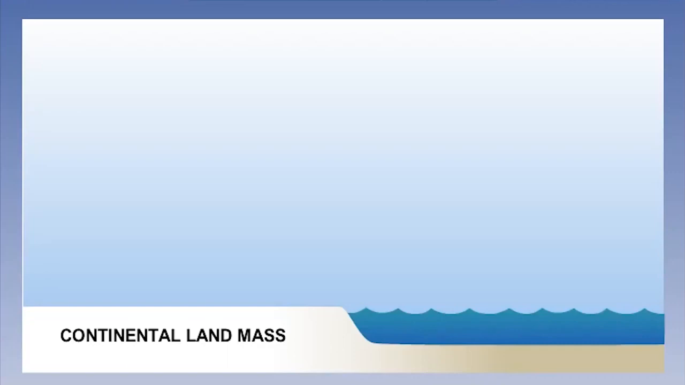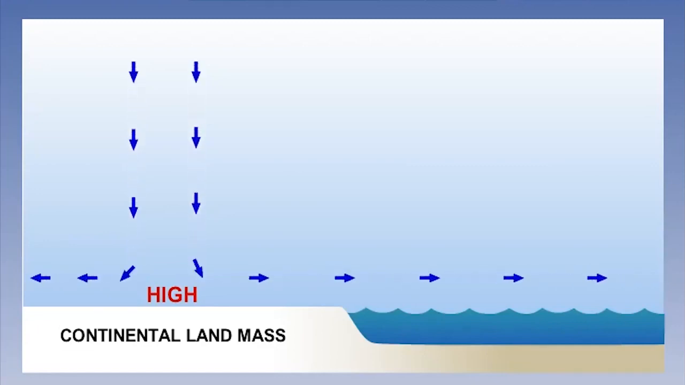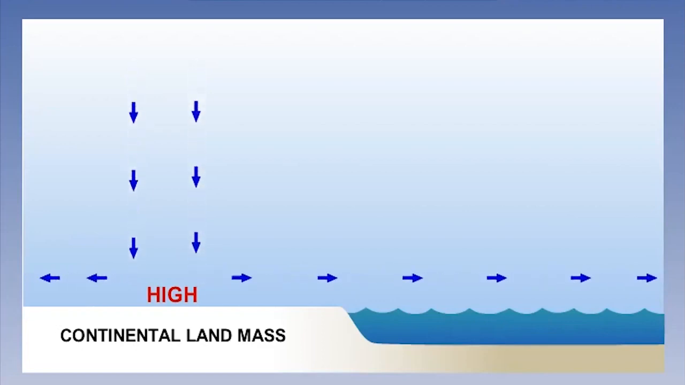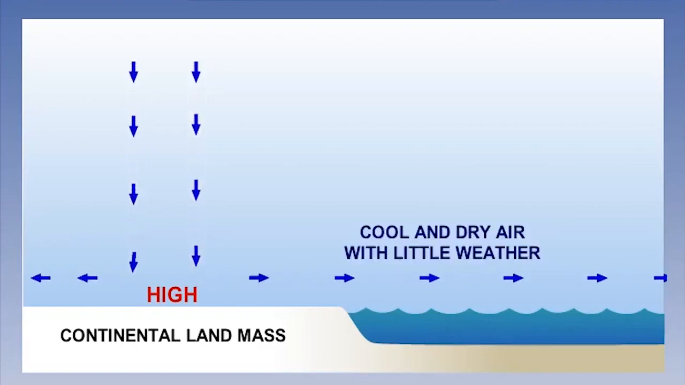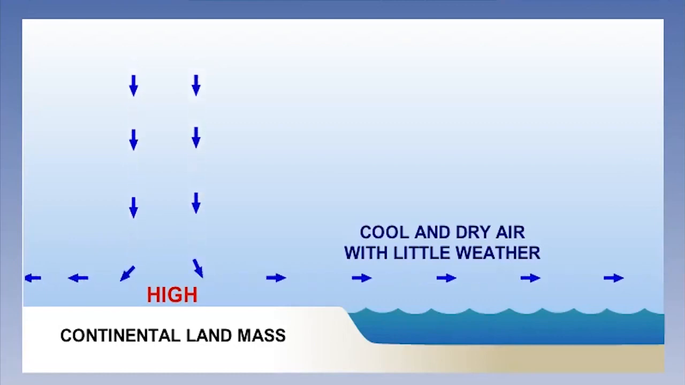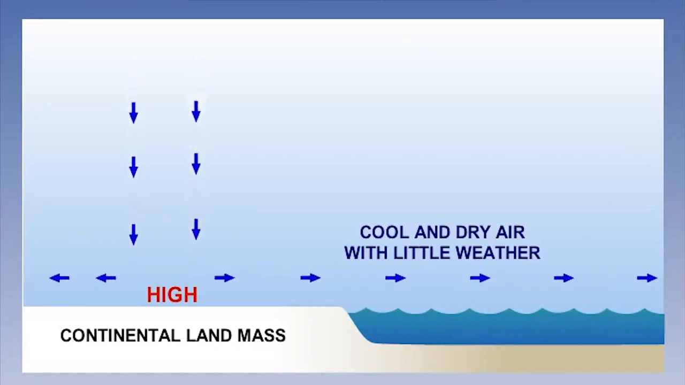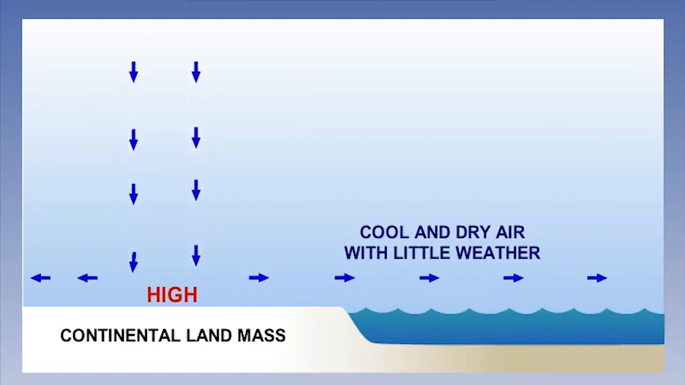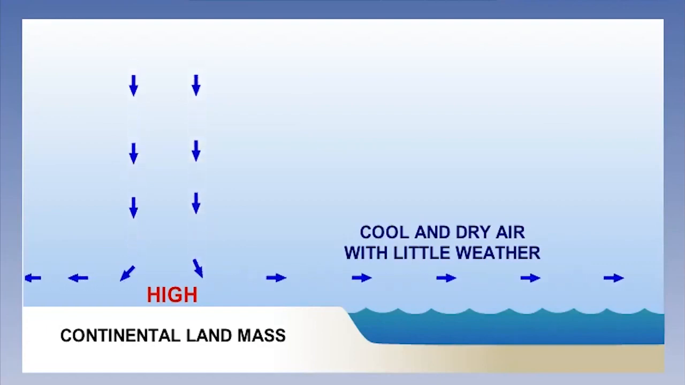Shown here is a landmass in winter. As a result of the cooling that will take place, a cold anticyclone will develop and air will move from the land towards the sea. This type of monsoon is relatively cool and dry, since the air has come from a cold continent. Little weather will be observed with this type of monsoon.